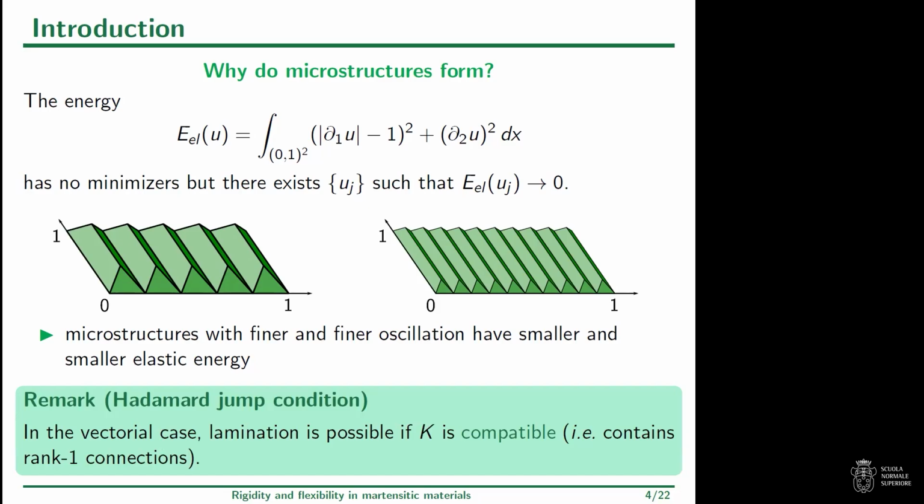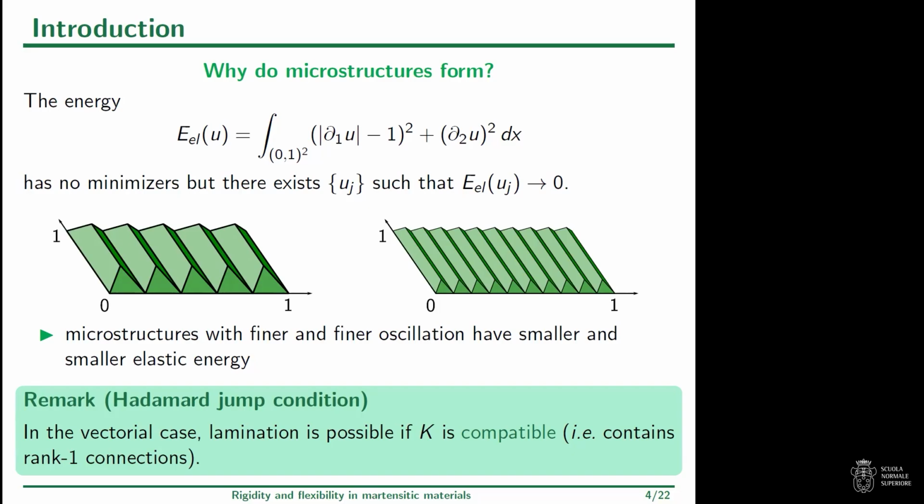This is just a remark: you don't see it because this is really a scalar problem, but we are going to consider vectorial cases, and in the vectorial case even lamination is not always possible. Your wells should be rank-1 connected, by the Hadamard jump condition.